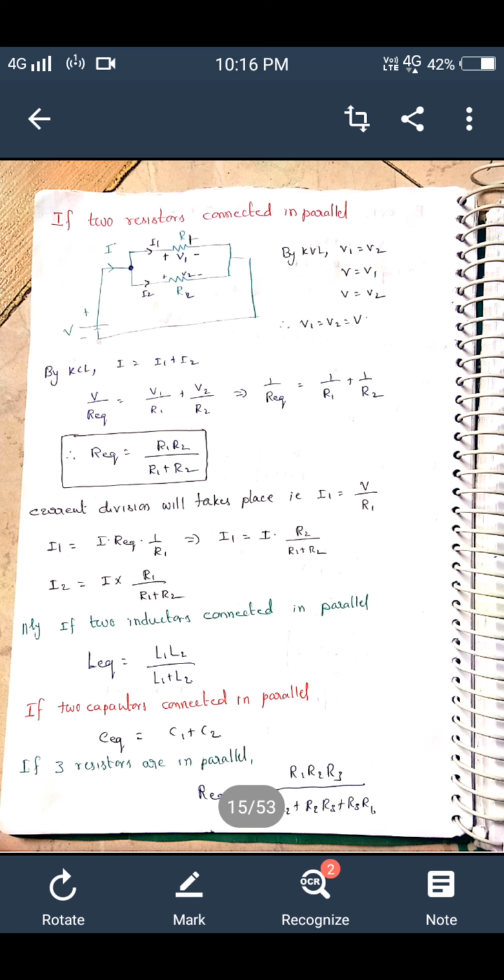Voltage is the same, you are saying. That's why you can say R equivalent is equal to R1 R2 by R1 plus R2, or otherwise 1 by R equivalent is equal to 1 by R1 plus 1 by R2.